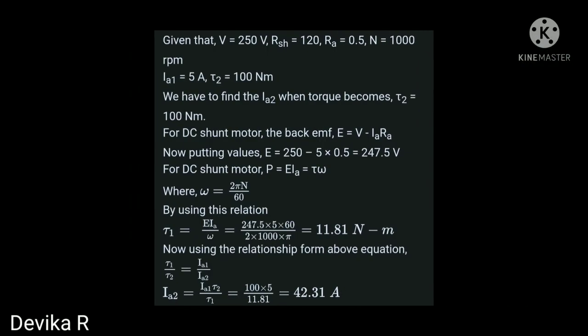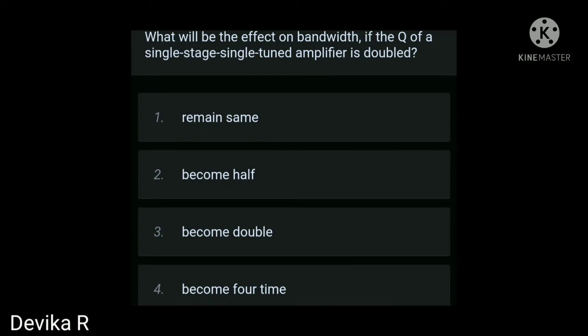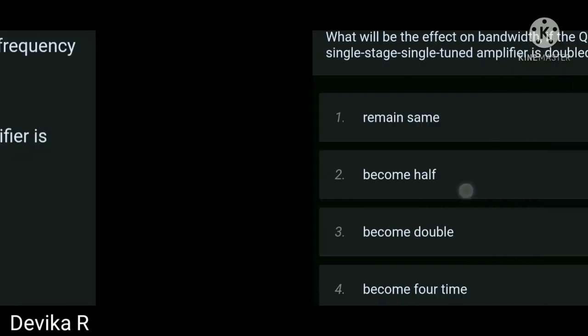Okay, next one: what will be the effect on bandwidth if the Q of the single stage tuned amplifier is doubled? It's not a big deal, it's a very simple question. Bandwidth is proportional to what? Q, the quality factor. So bandwidth is inversely proportional to Q. Let's see the answer.